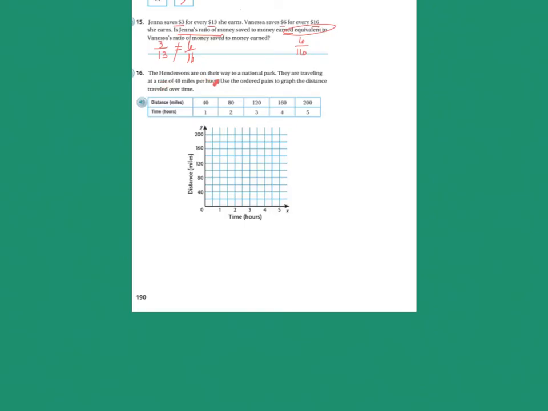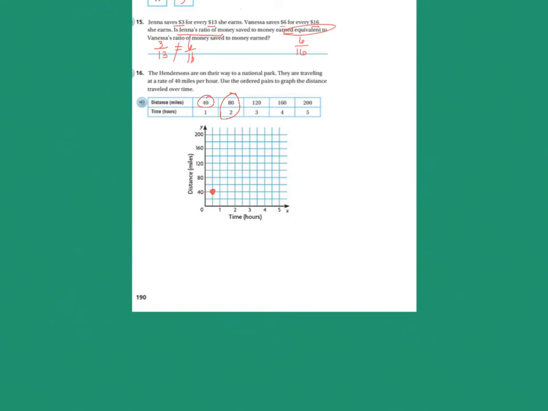The Hendersons are on their way to National Park. They are traveling at a rate of 40 miles per hour. Use the ordered pairs to graph the distance over the traveled time. All right, so let's plot these points. We've got 40 distance and the time is an hour. So I'm going to go up to my distance, which is 40, and I'm going to go over to my 1 hour. Now let's plot this next group.